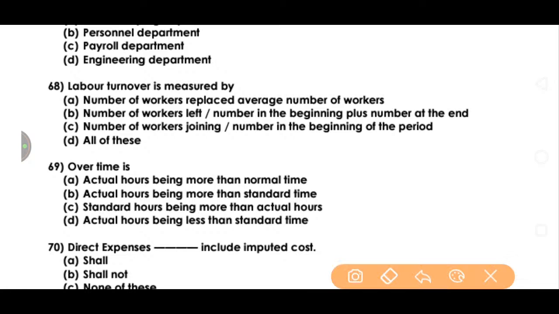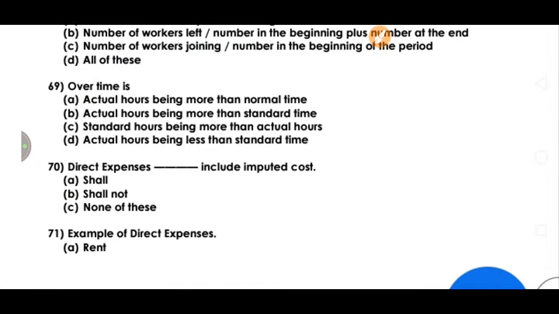Labor turnover is measured by number of workers replaced to the average number of workers. 68th question, labor turnover. So A is the right answer. Overtime is actual hours being more than normal time. So this one also, A is the right answer.